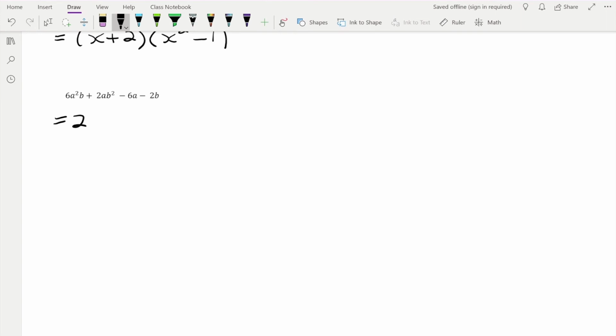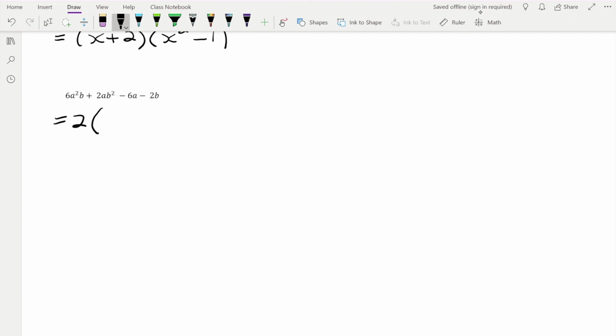Now if I look at my letters, I have a squared, a, and then no a. So I can't take an a out of all of these because this last term doesn't have an a in it. Here I have b squared, no b, and one b. So again, I can't take a b out of all of them because this one doesn't have a b in it. So I can just take out a factor of 2.